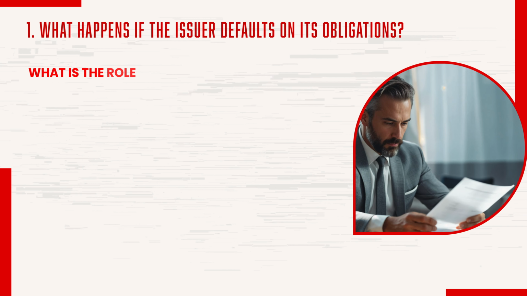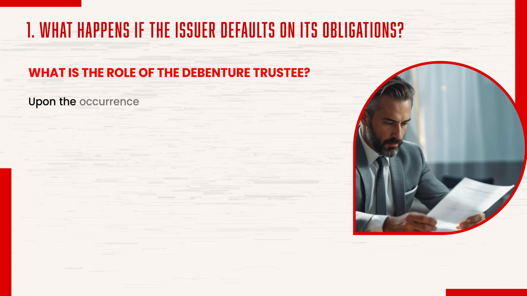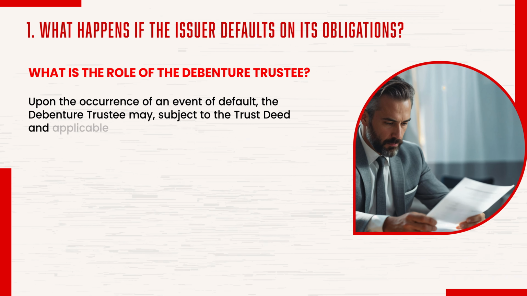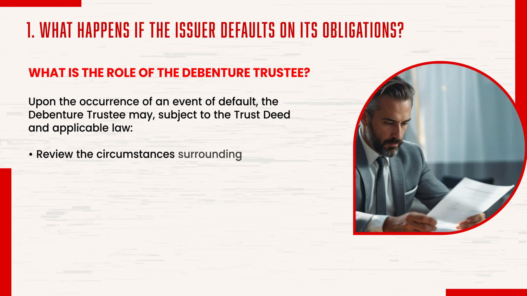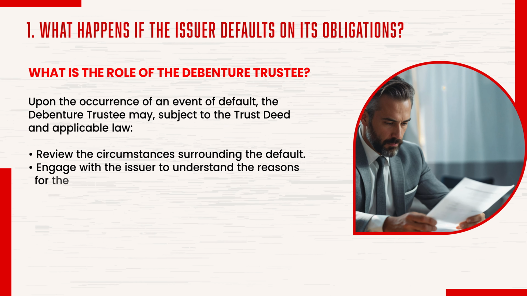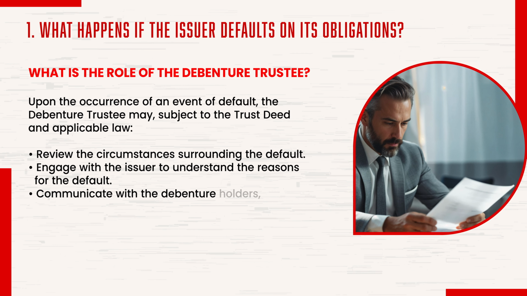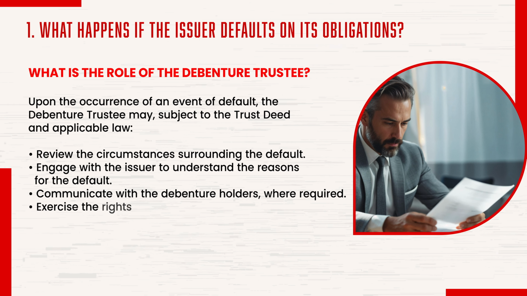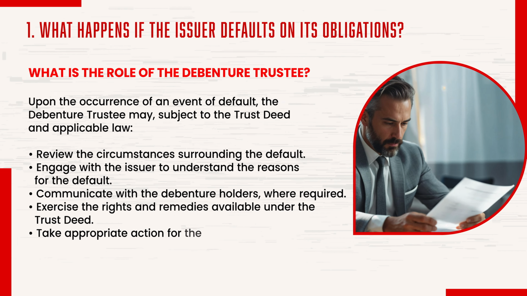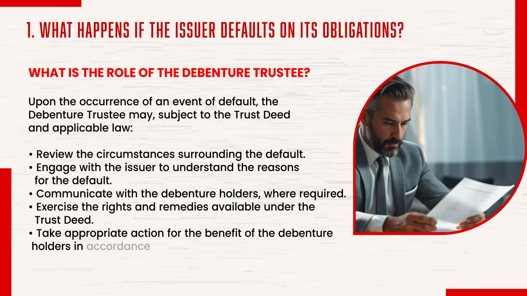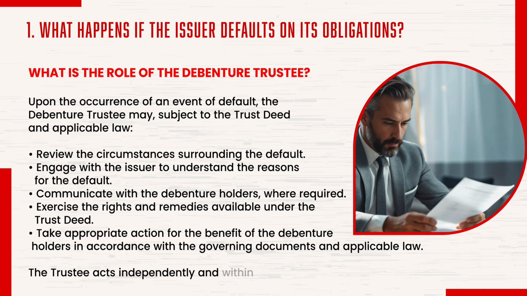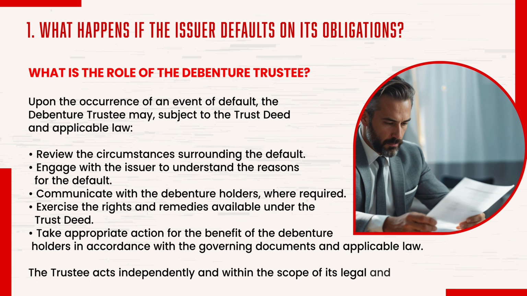What is the role of the debenture trustee? Upon the occurrence of an event of default, the debenture trustee may, subject to the trust deed and applicable law, review the circumstances surrounding the default, engage with the issuer to understand the reasons for the default, communicate with the debenture holders where required, exercise the rights and remedies available under the trust deed, and take appropriate action for the benefit of the debenture holders in accordance with the governing documents and applicable law. The trustee acts independently and within the scope of its legal and contractual authority.